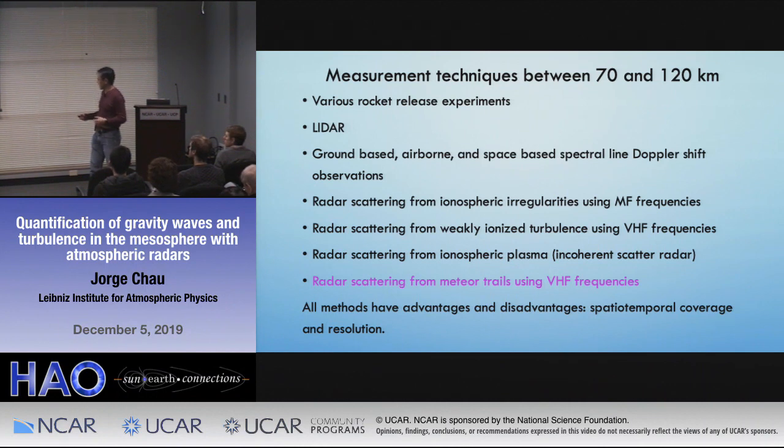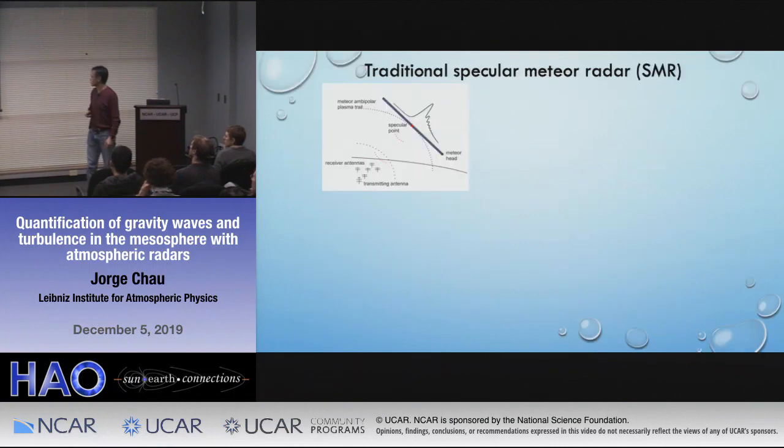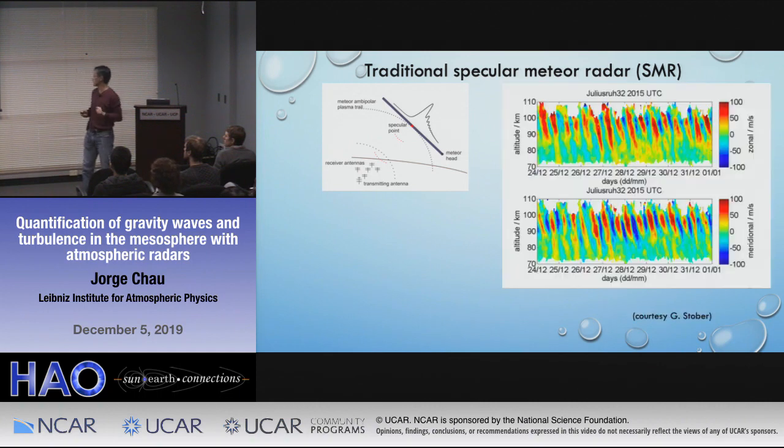What I would describe, the first part, is radar scattering from meteor trails using VHF frequencies. We are going to use meteor trails, and from each meteor we get a point where we get the line-of-sight velocity. We get a projection of the wind at that point. That is what you need to know. We know where that projection is, but we don't know what UVW accompanies that projection. And that is what we are going to try to get, the UVW.